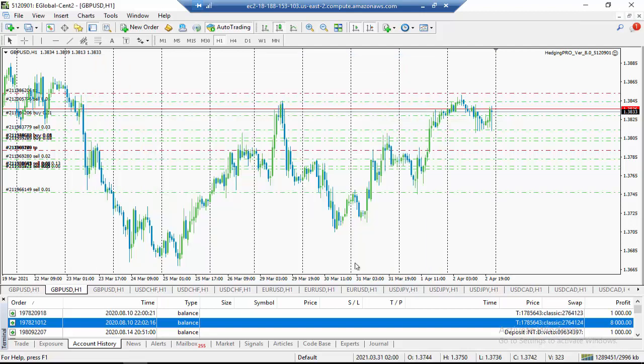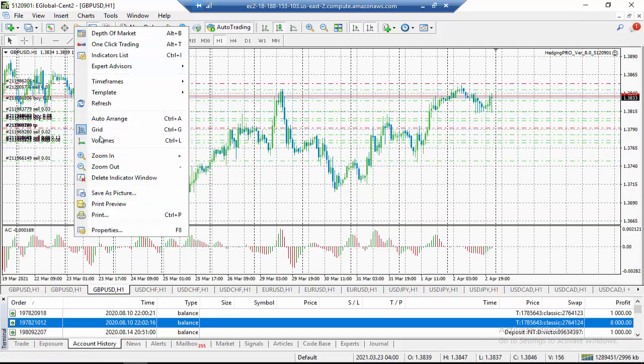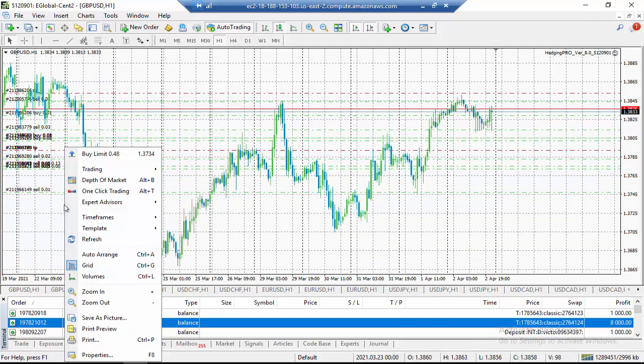Okay. Let me show what I'm going to do. Then let me come to second chart again. Let's say it's a new one. I need to delete this. I don't need any indicator. Then I come to expert advisor. I come to my property.